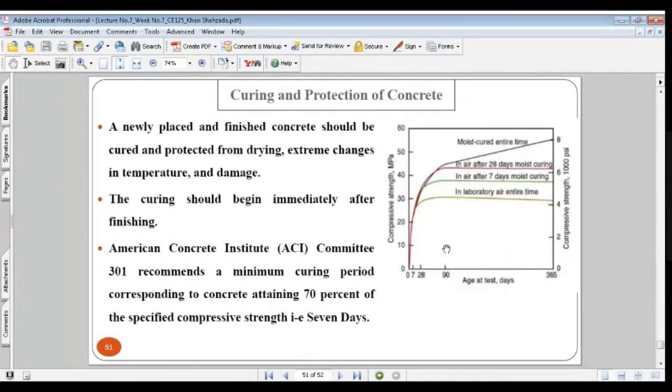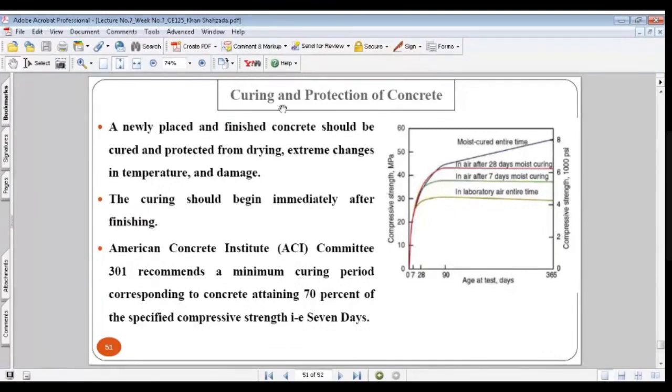Now the next topic is... Hamad beta, can you hear me? Hamad? Yes, sir. Everybody can hear me? Anyone else? Yes, sir.